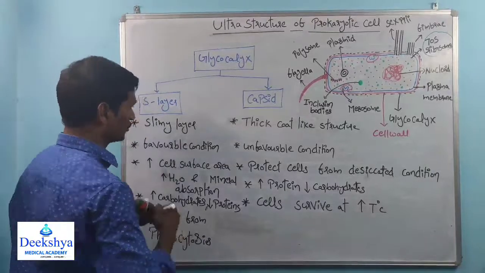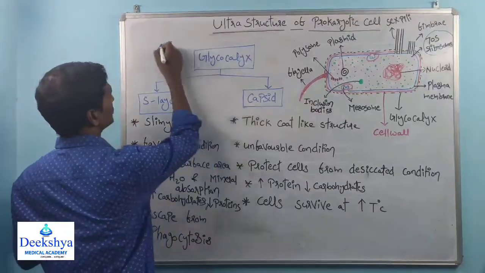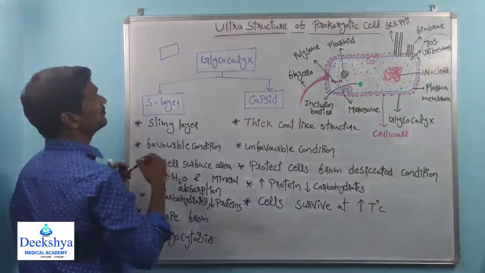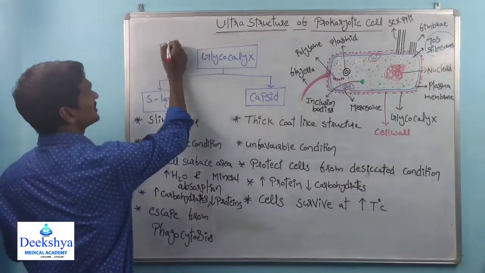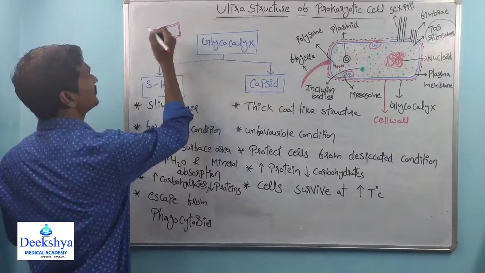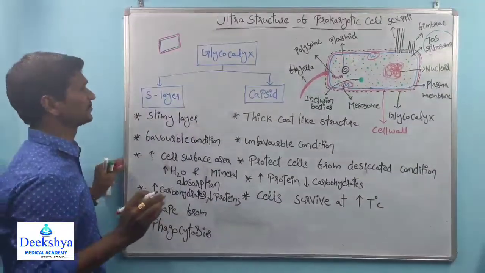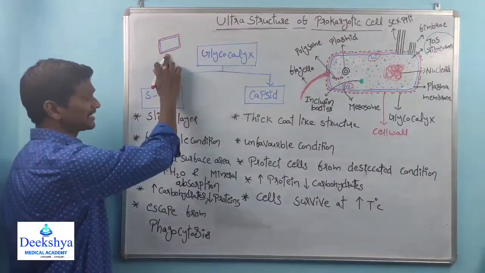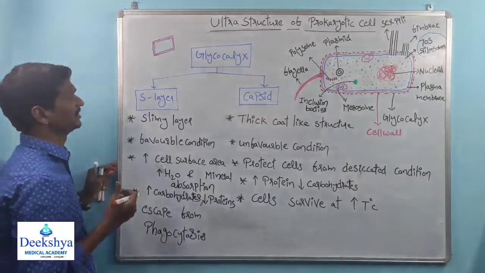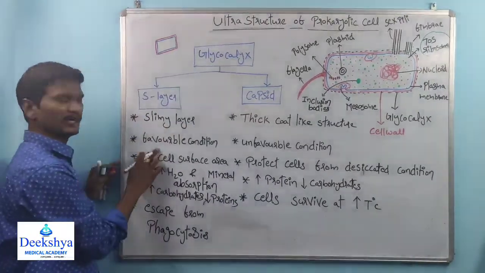Suppose this is the bacteria. Around the bacteria, during favorable conditions, the S layer will be formed. That S layer is majorly slimy in nature. This is formed during favorable conditions.